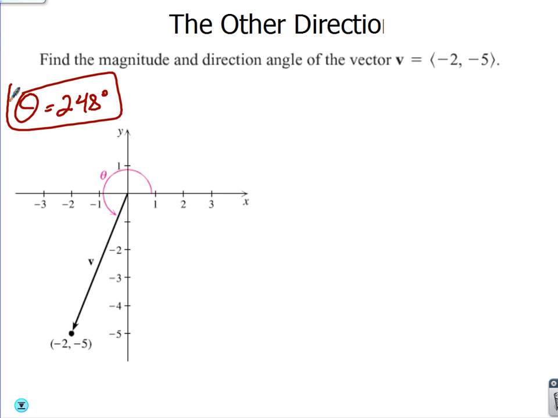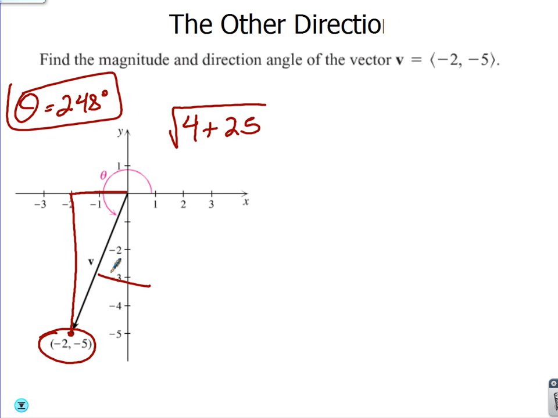That sounds good. Now, what about the magnitude? Everybody remember how to find the magnitude of that vector? Pythagorean theorem. a squared plus b squared is equal to c squared. a and b are negative 2, negative 5. Negative 2 squared plus 5 squared is equal to c squared. The magnitude of that vector is root 29. So you have a magnitude of root 29. That's how fast your wind's blowing. That's your initial velocity. That's all those things. And it's going in a direction of 248 degrees.